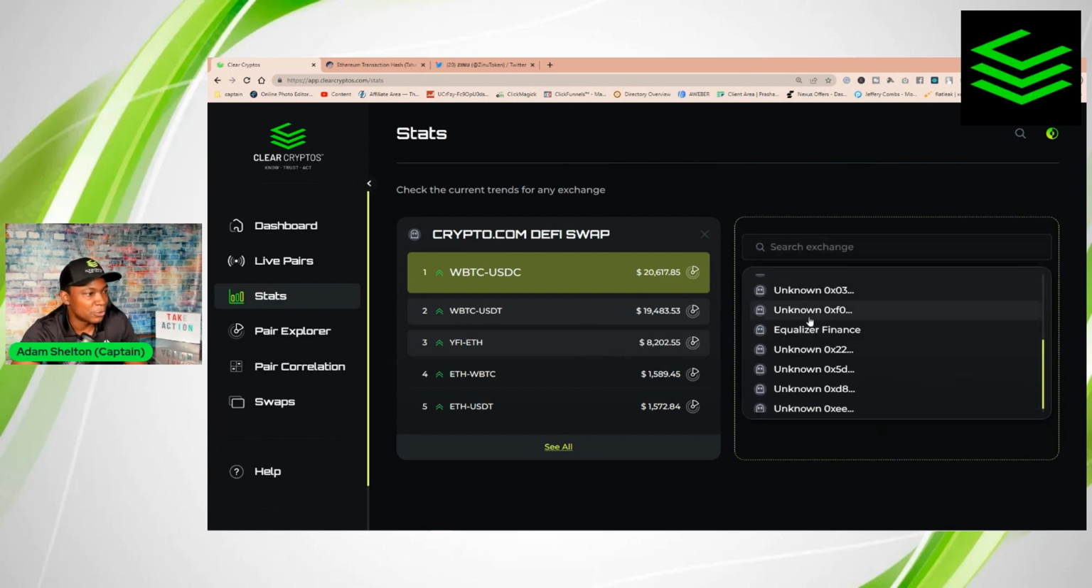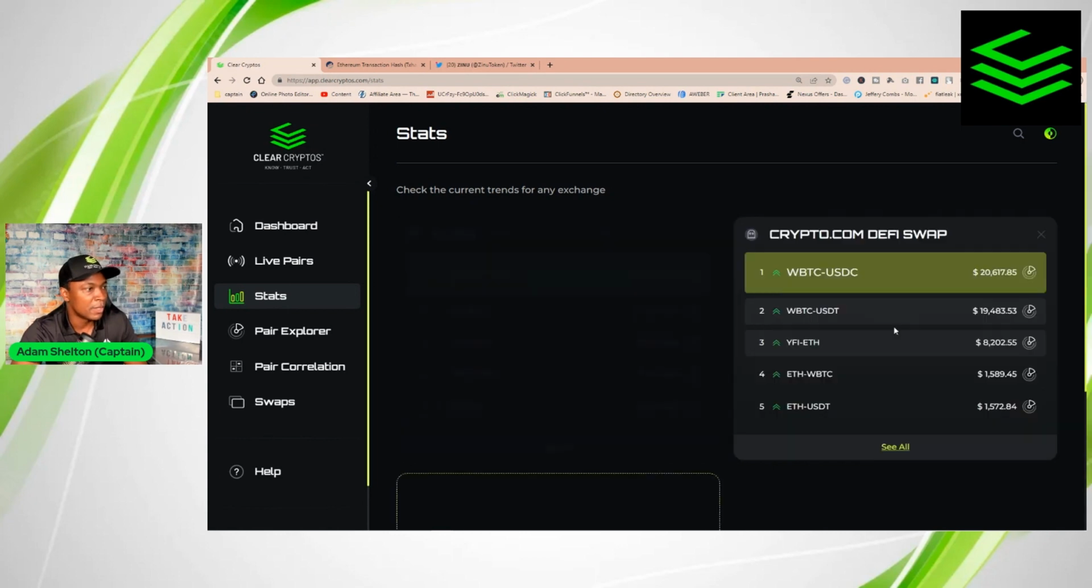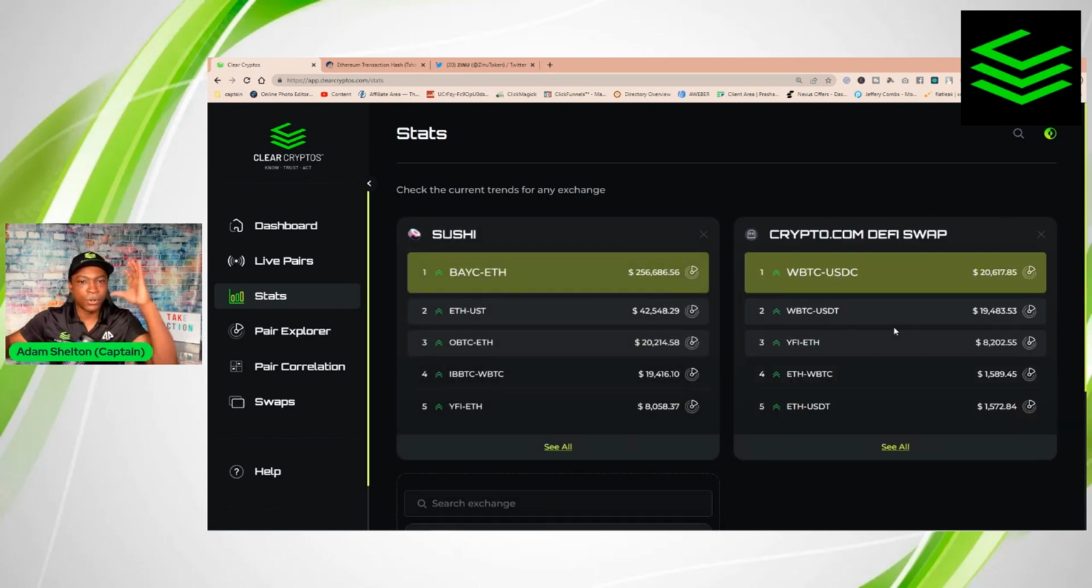And Crypto.com DeFi Swap. Let's see if I can add another one here. Let's say I got Sushi. I do like SushiSwap. You got LinkSwap. I think there's one I wanted to check out. Let's go SushiSwap, all right? So then I can have a comparison. Crypto.com, the DeFi Swap, and the SushiSwap. So a little bit of a comparison and more data.